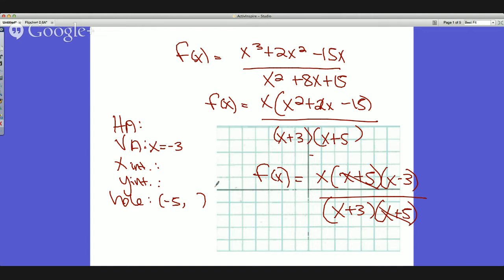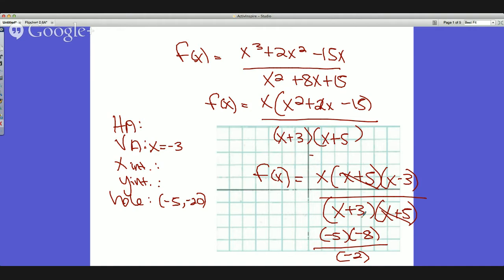So if I plug that -5 back into my x here, to find my y value, I'd get -5 times -5 minus 3, which would be -8, all over -5 plus 3, which would be -2. So -5 times -8 would be 40. 40 divided by -2 would be -20. And so that's how you would find what the y value is of your hole. Does that make sense, Catherine? Yeah. You just plug in -5 for all the x's in the simplified version. Correct. Because if you plugged it into the bottom, -5 plus 5 would be 0. You get a 0 on the bottom. It would be undefined, right?